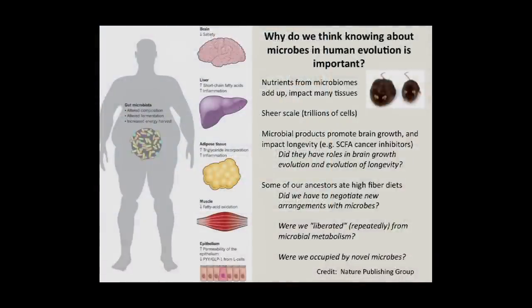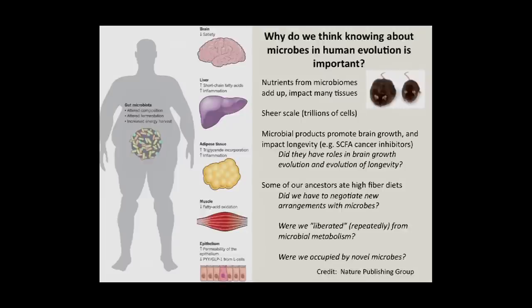There are trillions of microbes in us, on us, and around us at this moment, conducting a range of functions. So the sheer scale alone, we think, makes this interesting in the context of human evolution. Microbial products promote brain growth through the B vitamins that I talked about. They impact longevity because short-chain fatty acids are, in fact, cancer inhibitors. So there may be some link here with longevity. So we are asking whether or not they have brain growth roles or roles in the evolution of longevity.